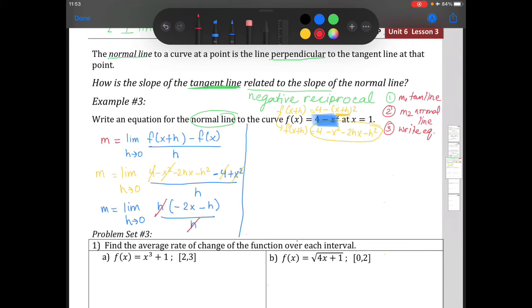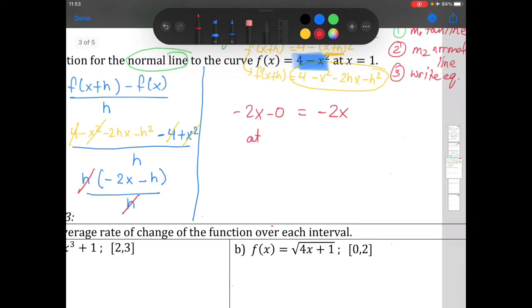So what am I left with? Direct substitution, h becomes 0, so it's negative 2x minus 0, which is negative 2x. So the definition of my slope is negative 2x, but at x equals 1, it'll be negative 2 times 1, which is negative 2. So my slope m1 is negative 2, the slope of the tangent line.